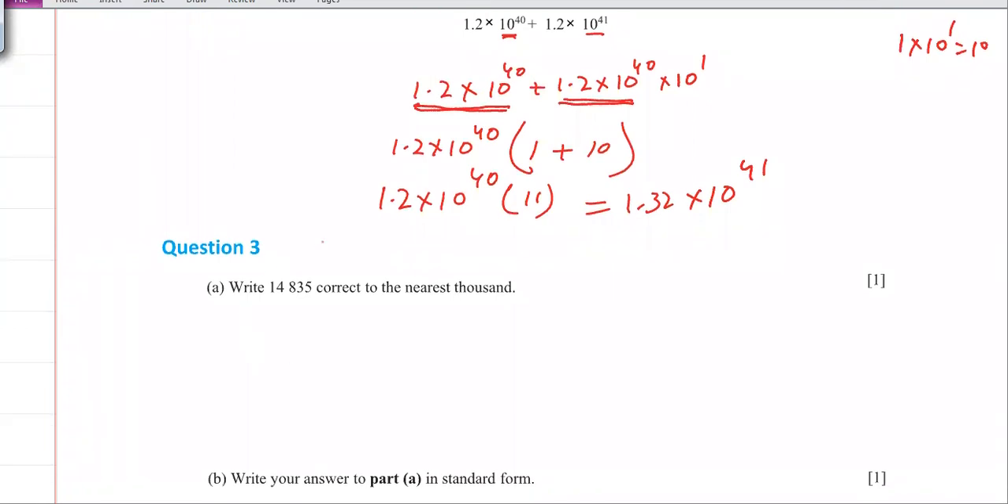Okay, now next is question number 3. Write correct to the nearest thousands. Now, when we write correct to the nearest thousands, what do we do? The last 3 digits we make 0. When I make these last 3 digits 0, it will become 0, 0, 0, because 1000 has 3 zeros. So the last 3 digits I will make 0. And then as it's 1000, I have to look at the third digit, 1, 2, 3. It's 8, so it will add 1 to the next one. So it will become 15. That is correct to the nearest thousand.